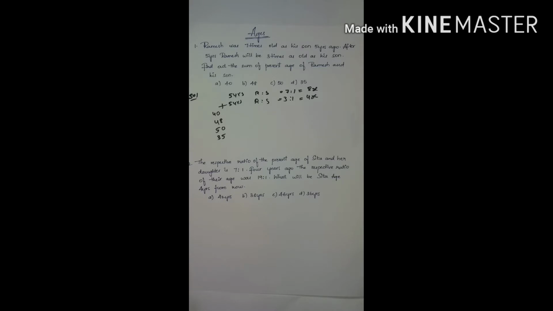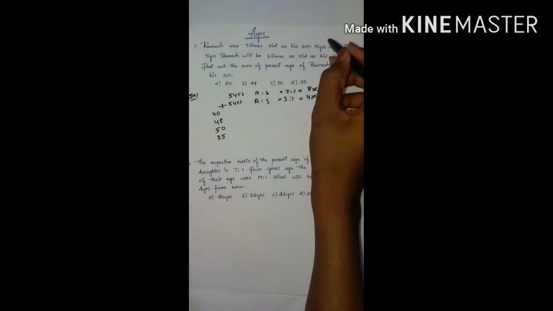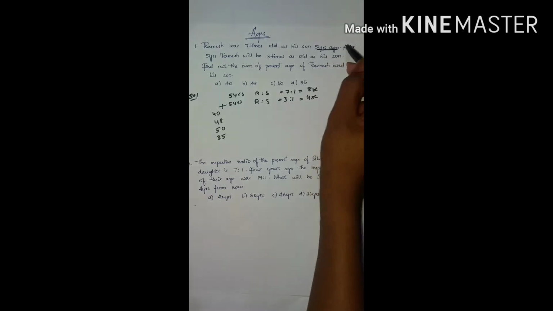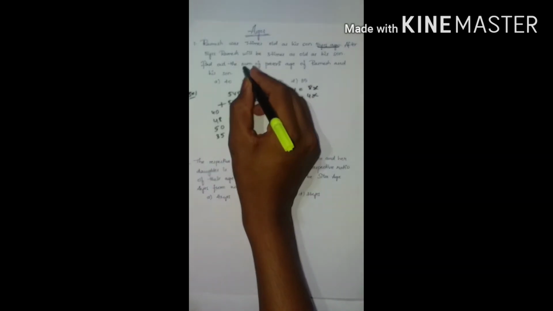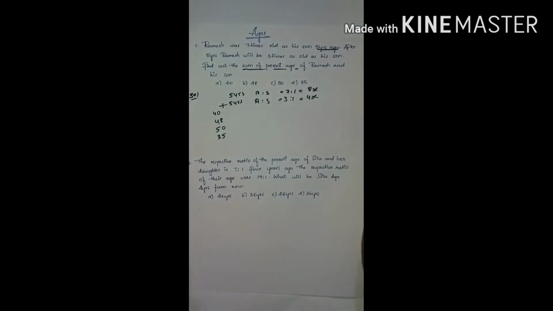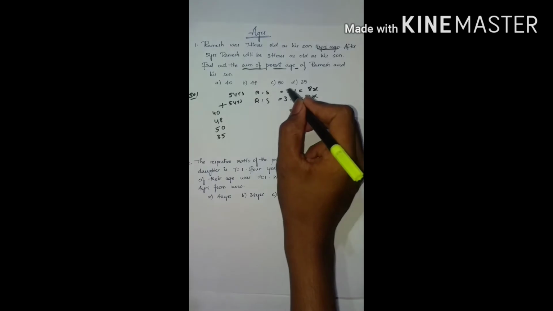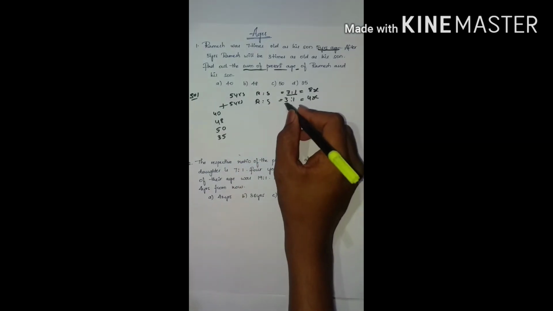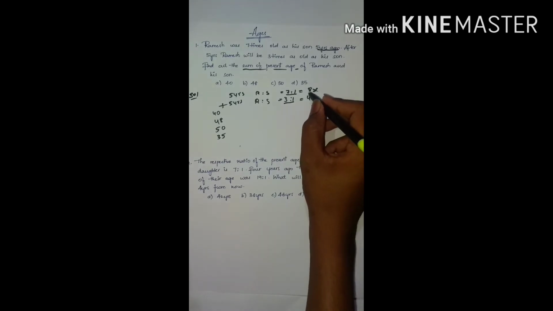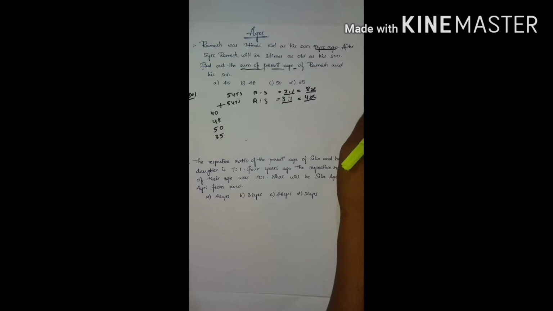So in the problem it is given as: Ramesh was 7 times as old as his son 5 years ago, and 5 years after, Ramesh will be 3 times as old as his son. Find out the sum of present ages of Ramesh and his son. So 5 years ago they are in the ratio of 7 is to 1, and after 5 years they are in the ratio of 3 is to 1. So the sum is 8x and 4x. So we will try to solve the problem by option method.